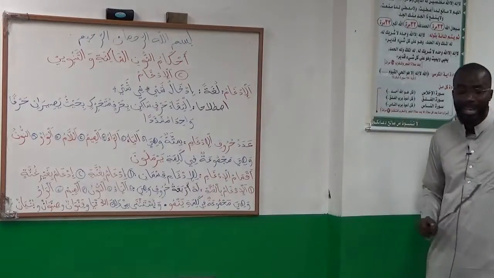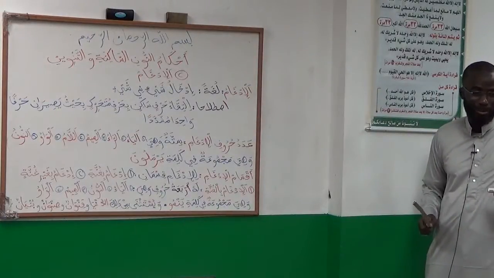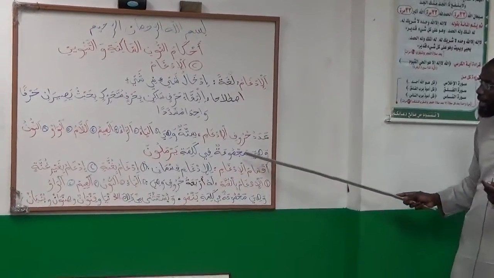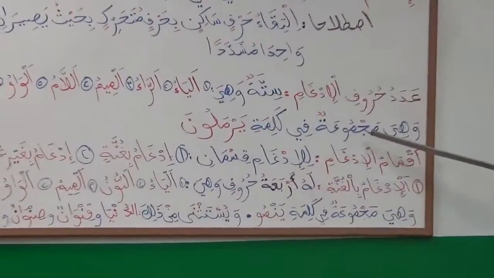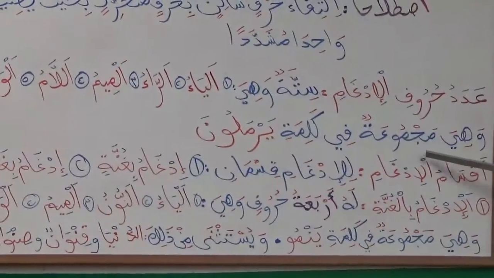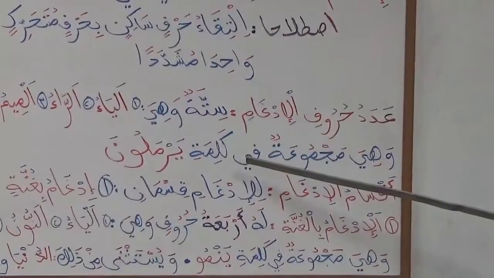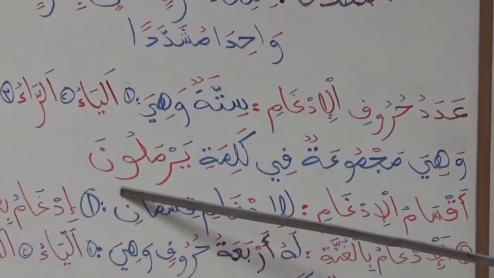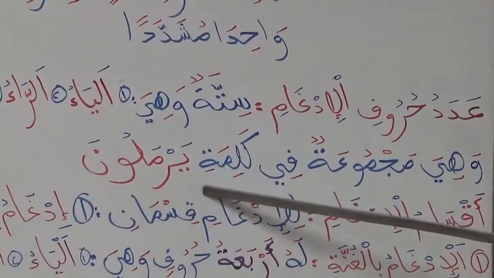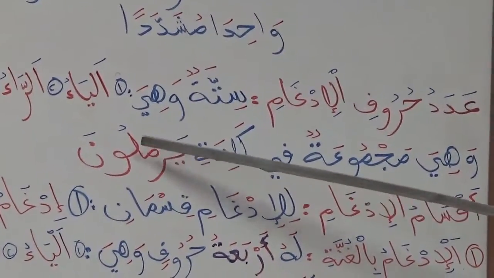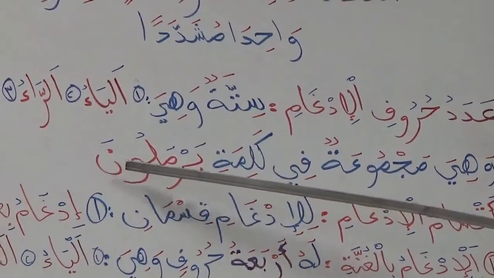And then he gives us something that we can use to remember them, that we did not have with al-ilhar. He says, وَهِيَ مَجْمُوعَةٌ فِي كَلِمَةٍ. These 6 letters are represented in one word. So if you want to remember the letters of al-idgham, yarmaluna is what you need to remember. Ya, ra, mim, lam, waw, nun.